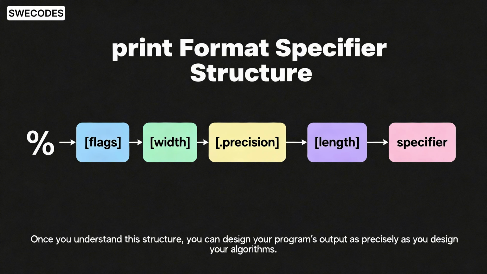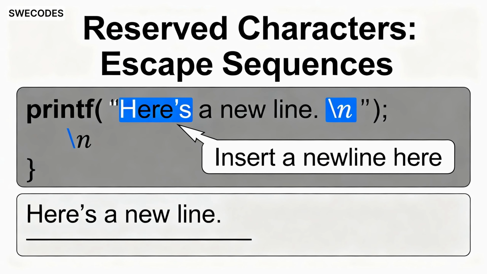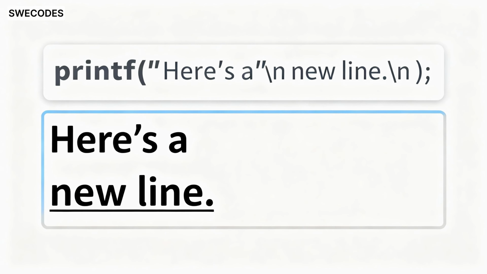Now let's talk about something even more subtle, reserved characters like \n or \\. When you type \n, it's not two separate symbols, it's one escape sequence. It tells the compiler, insert a new line here. Example: printf("Here's a new line\n"). Output: Here's a new line. You can place it anywhere. printf("Here's a \n new line\n"). Output: Here's a, then new line on the next line.